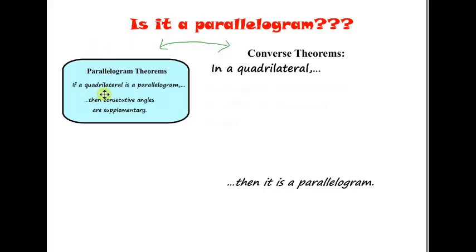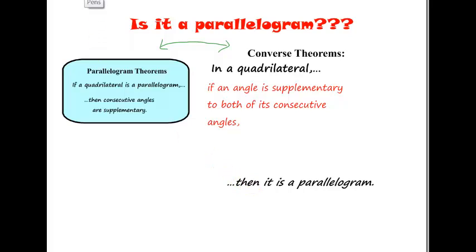We know that if a quadrilateral is a parallelogram, then those consecutive angles are going to be supplementary. So I want you to switch that around. And the converse says that in a quadrilateral, if an angle is supplementary to both of its consecutive angles, then it's for sure a parallelogram. Pause the video probably here and write that down, then we'll talk about it.